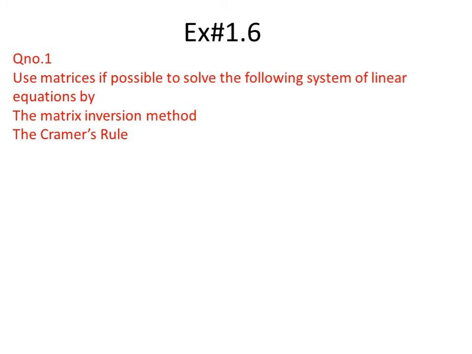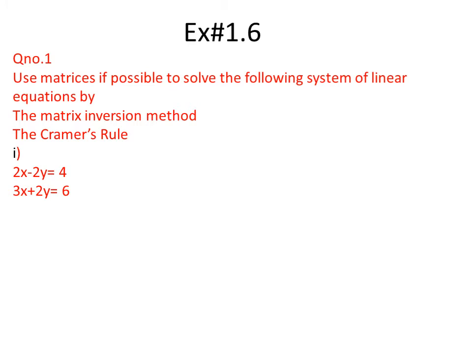But firstly we will solve this question by using the matrix inversion method. Two equations are given as 2x minus 2y equal to 4 and 3x plus 2y equal to 6. We have to find the values of x and y.